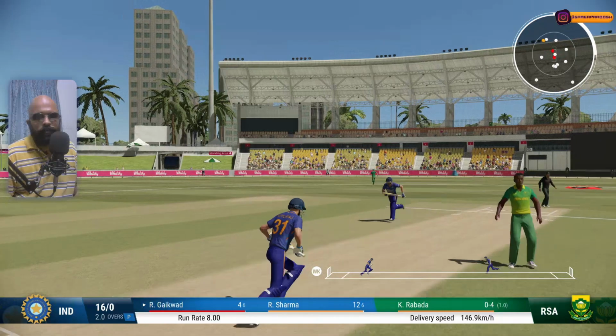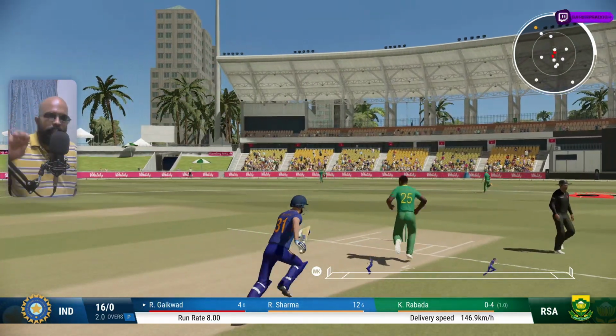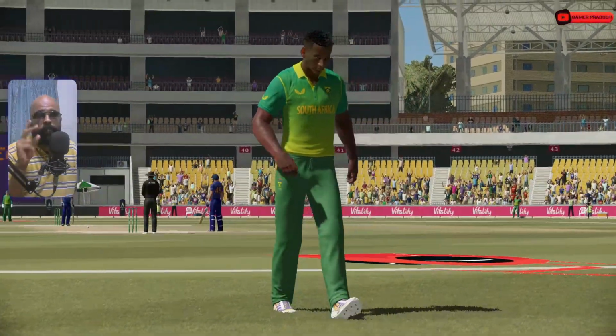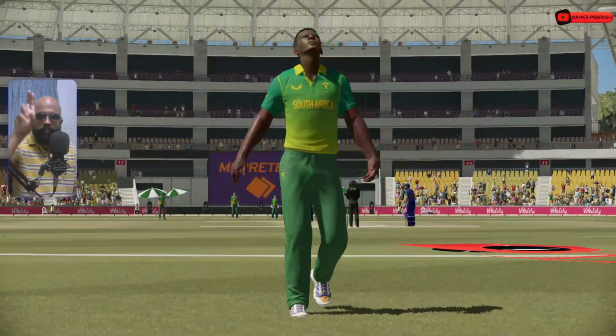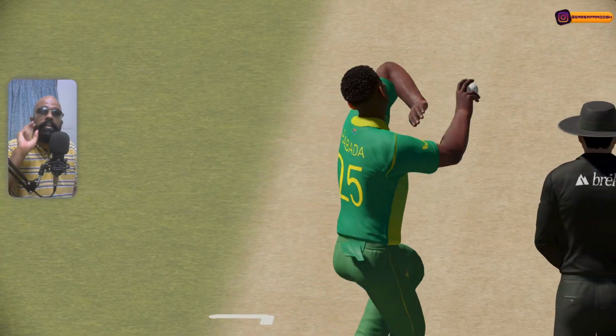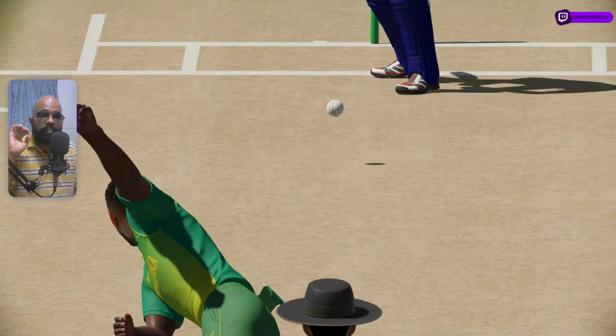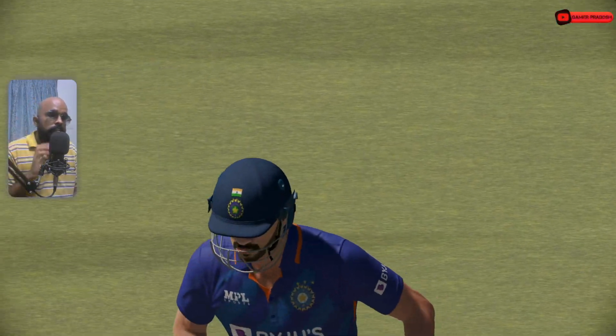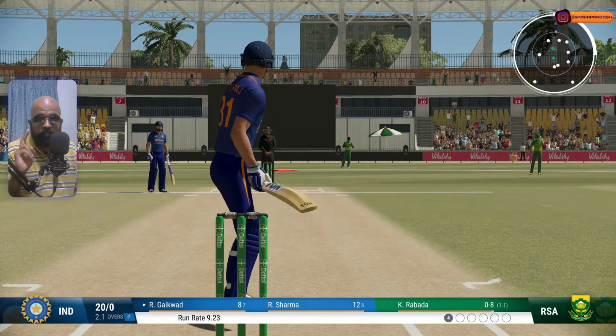I mean, that's an in-swinger, as you can see. It's very easy to read. Two types of swings happen with Rabada. One is the one which comes in straight and swings away after pitching, and there is the wobbly seam as well, which pitches and then can straighten or go with the angle. So this guy is very hard to play.